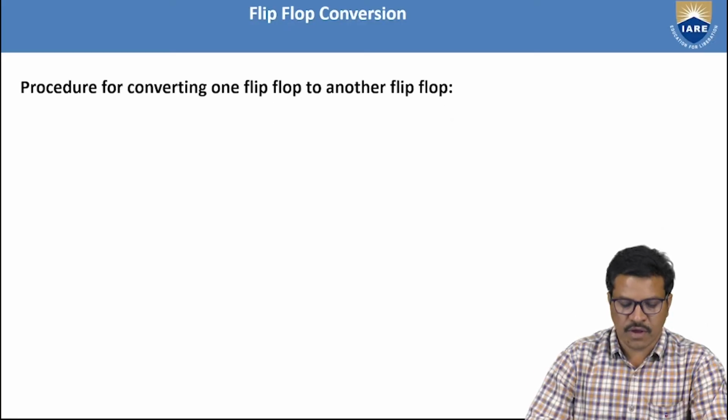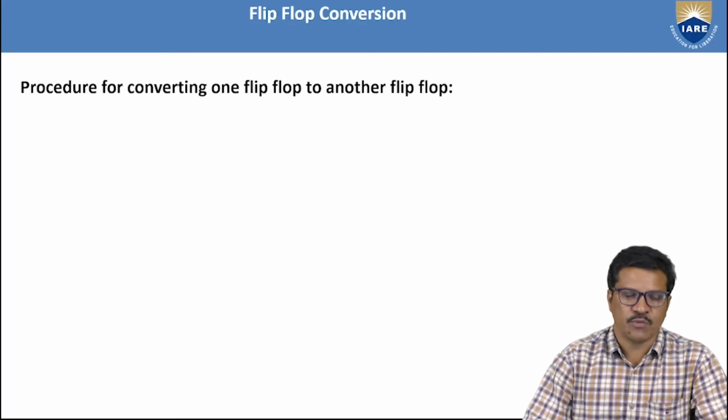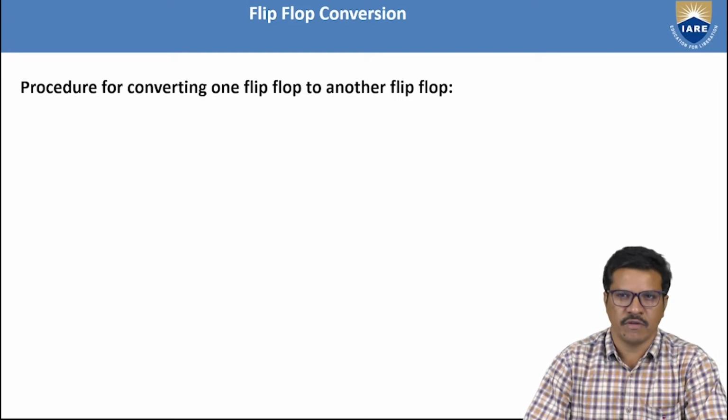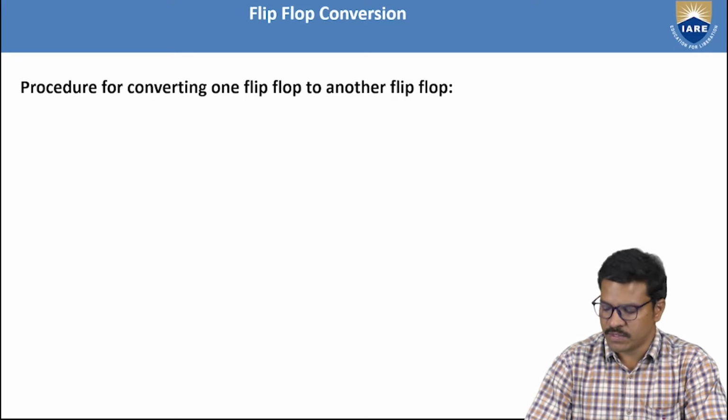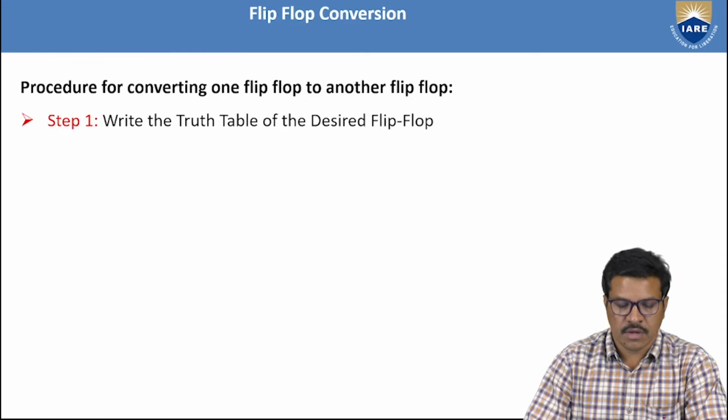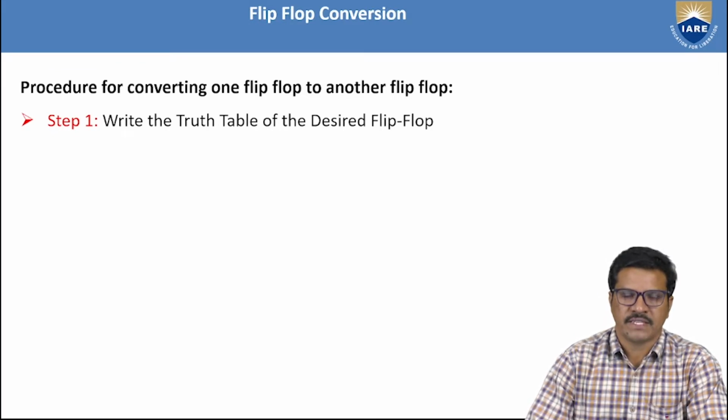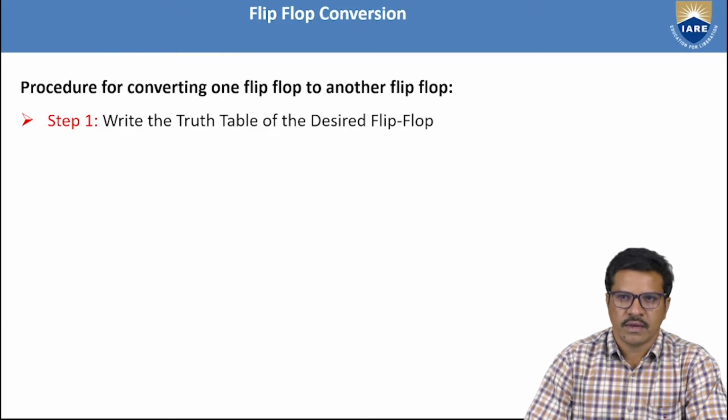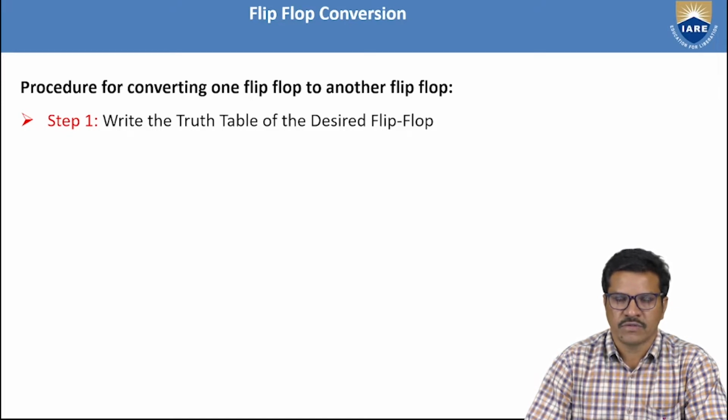Let us see the flip-flop conversion and the steps involved in converting one flip-flop to another, which means the procedure for converting one flip-flop to another flip-flop. There are different steps involved in the conversion. The first one, step 1: write the truth table of the desired flip-flop. If you want to convert from an X flip-flop to a Y flip-flop, then Y is the desired flip-flop, so you have to write the truth table of the desired flip-flop.